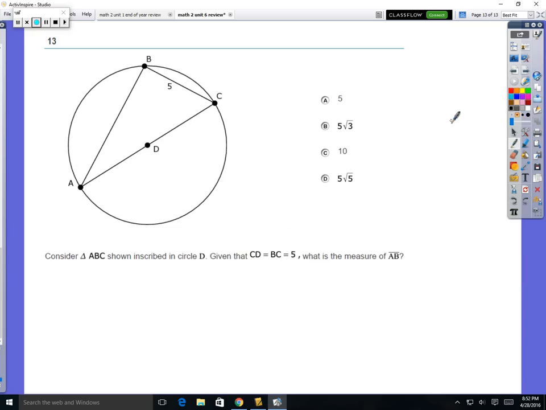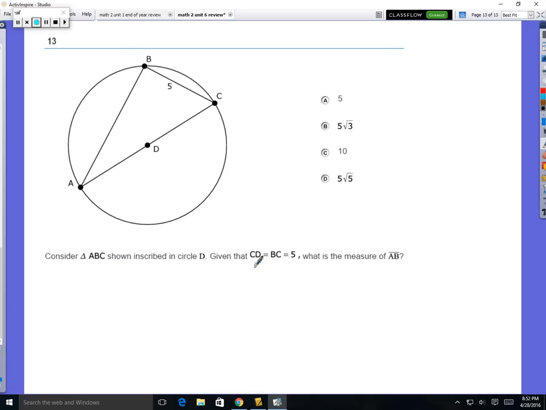And the last one. So you got a circle here. And CD is the same as BC, and that's the same as 5. So CD is 5, BC is 5. What is the measure of AB? So we got to find this. This is the center, so that's the radius. And that's the radius, so that is 10.